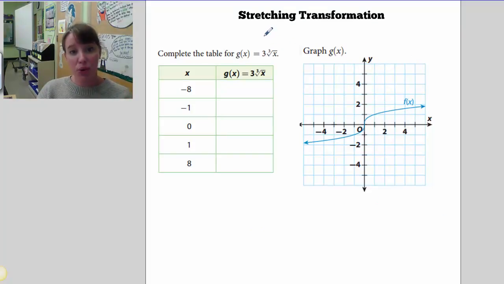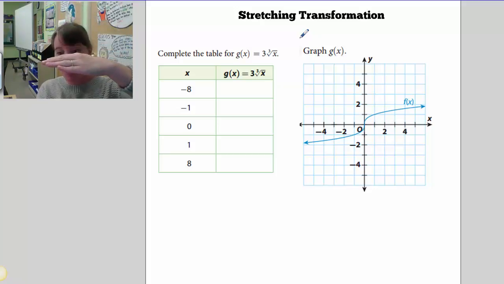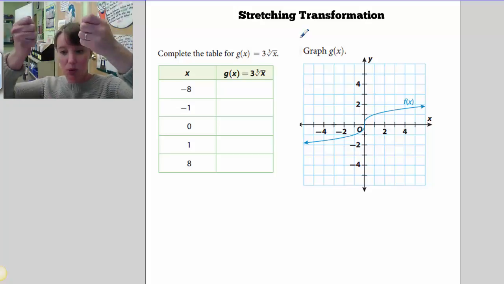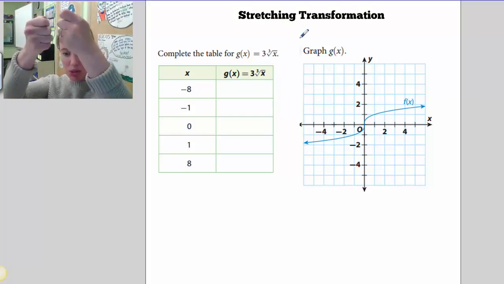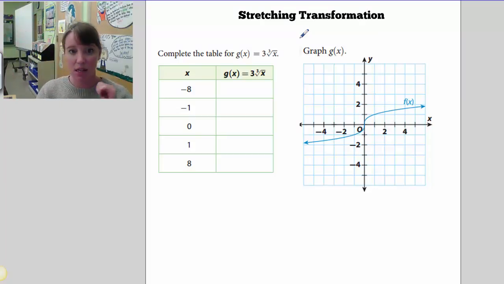Okay, now let's talk about the transformations. So here we see a 3 on the outside. And remember, a number that's on the outside is going to stretch it. So it's going to essentially make the y values get bigger. When we had parabolas, it looked like people grabbed the ends of the parabolas and stretched them up towards the y-axis. For us, it's going to separate the S a little bit more away from the x-axis.